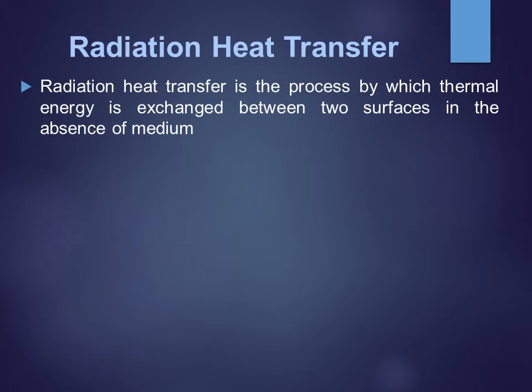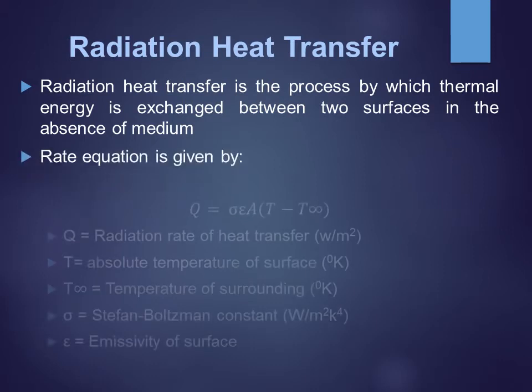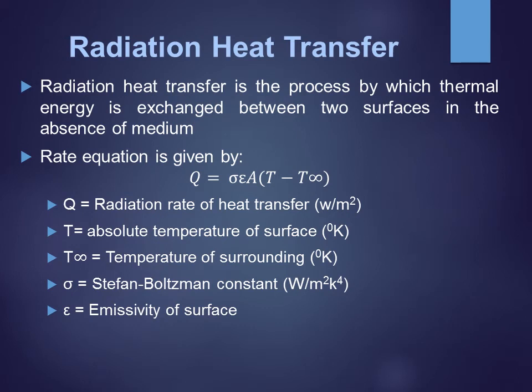Next mode of heat transfer is radiation. Radiation heat transfer is the process by which thermal energy is exchanged between two surfaces in the absence of a medium, and the rate equation for this is given as Q is equal to sigma epsilon into A into (T minus T infinity). Same here, Q is the radiation rate of heat transfer in watt per meter square, capital T is the absolute temperature of the surface in degree Kelvin, and T infinity is the temperature of the surrounding in degree Kelvin. Important things are sigma is the Stefan Boltzmann constant in watt per meter square K raised to 4, and epsilon is the emissivity.